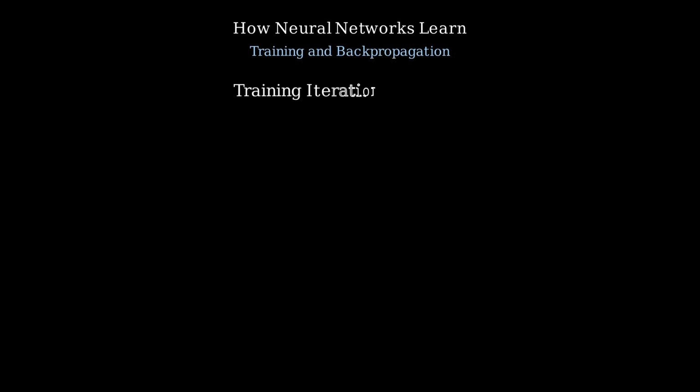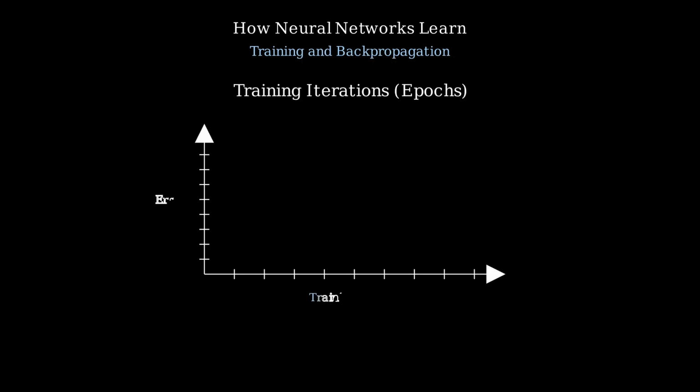The training process is iterative, with the network learning over multiple epochs. Each epoch represents a complete pass through the training data. As training progresses, the error typically decreases rapidly at first, then more gradually as the network fine-tunes its weights.